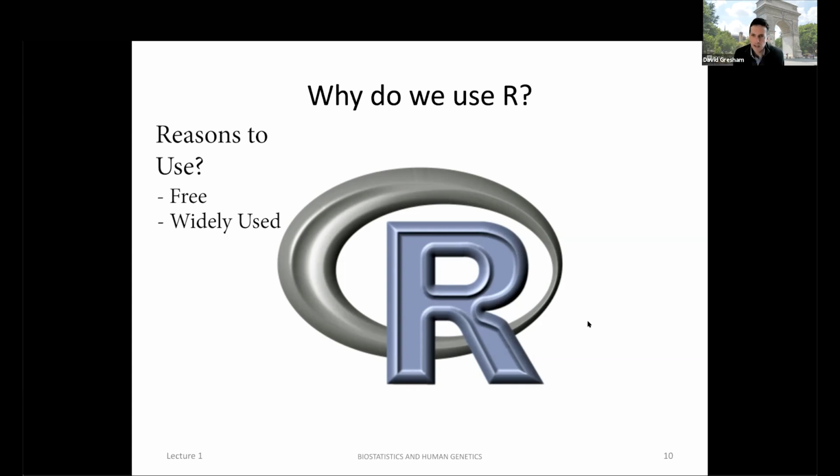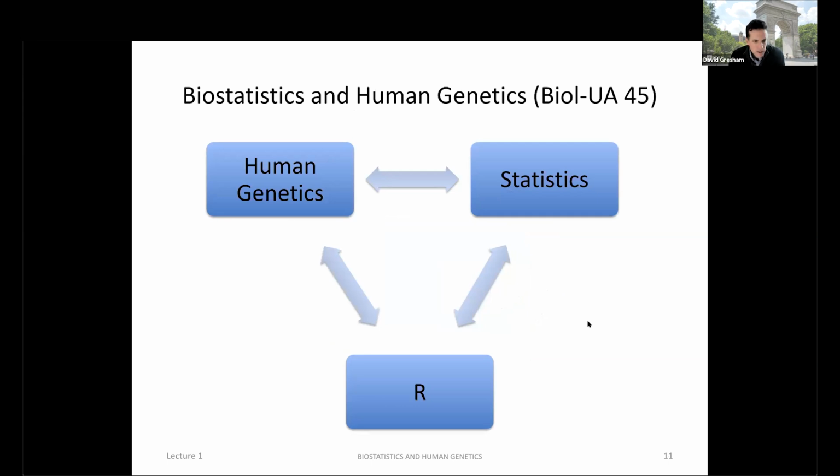And finally, because there's this big community behind this programming language, there are lots of people who have written additional tools that we'll learn about that enhance the programming language itself. And so in this course, we're going to aspire to integrate these three topics.